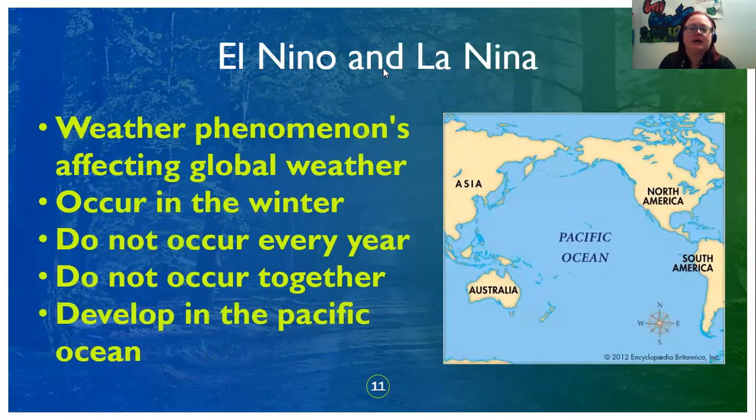El Nino and La Nina. So these are your new information that is actually going to be covered this week. They are weather phenomena affecting global weather. They occur in the winter. They do not occur every year. They do not occur together. And it develops in the Pacific Ocean.